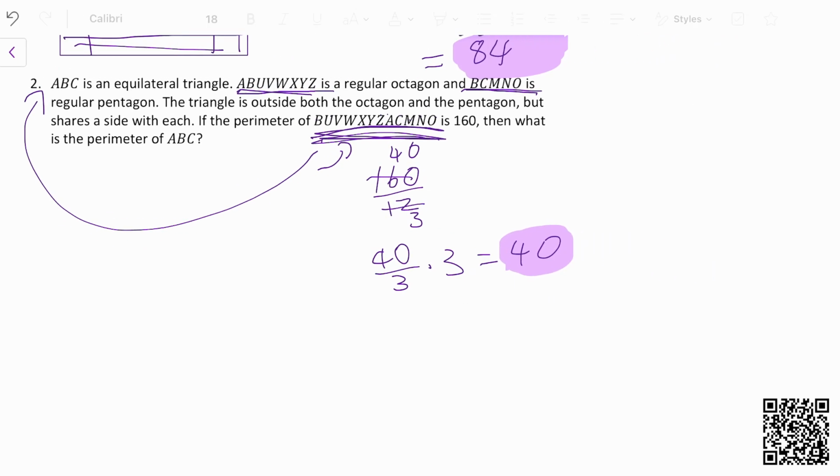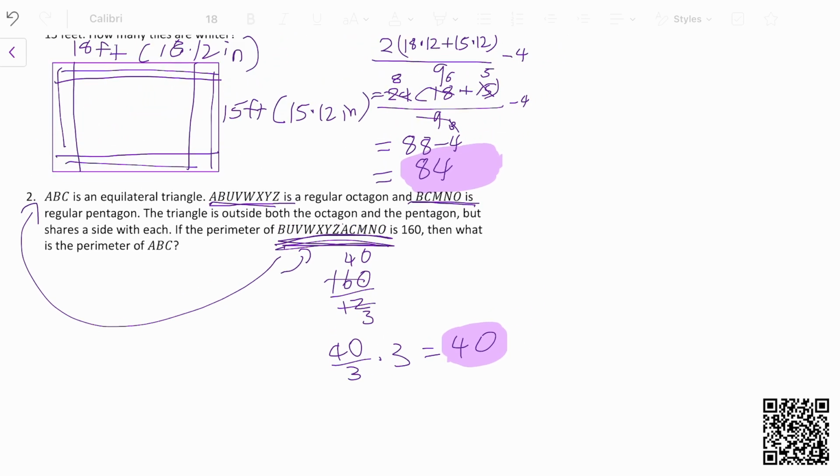So you don't actually even need to know what the regular octagon and the regular pentagon are, but we could solve for it using this thing as well, if we wanted to.